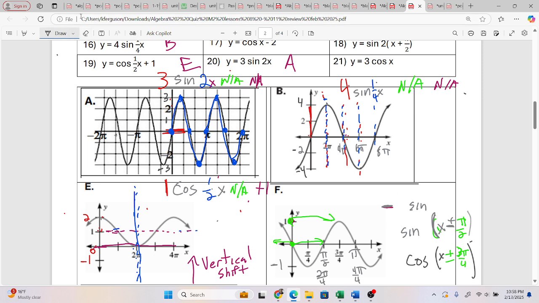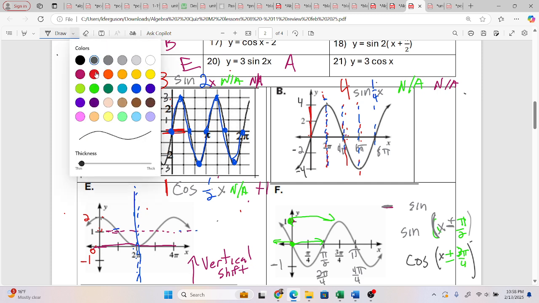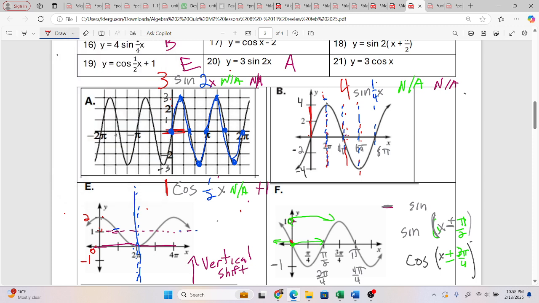Okay, so now that we did that, let's look at the amplitude. So of my amplitude, it starts at the midline and goes to the high point. Well, that's just one unit, even though it's stretched out, that's just one unit. So my amplitude would be 1.